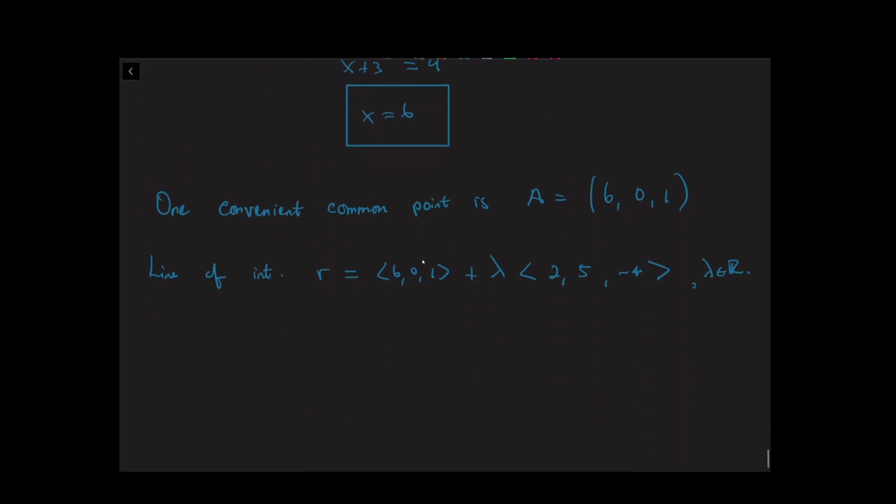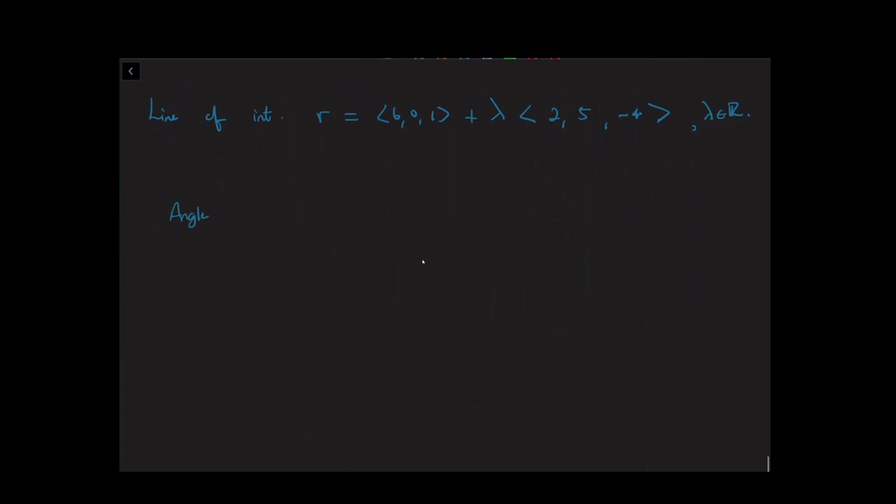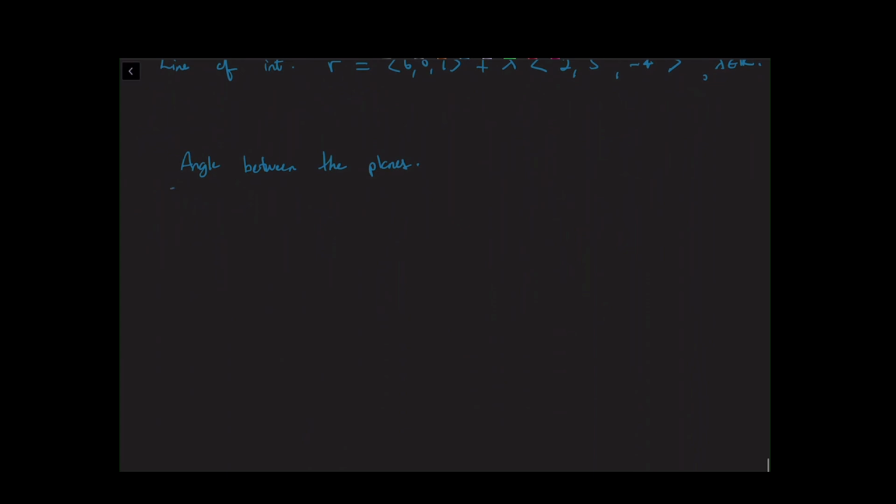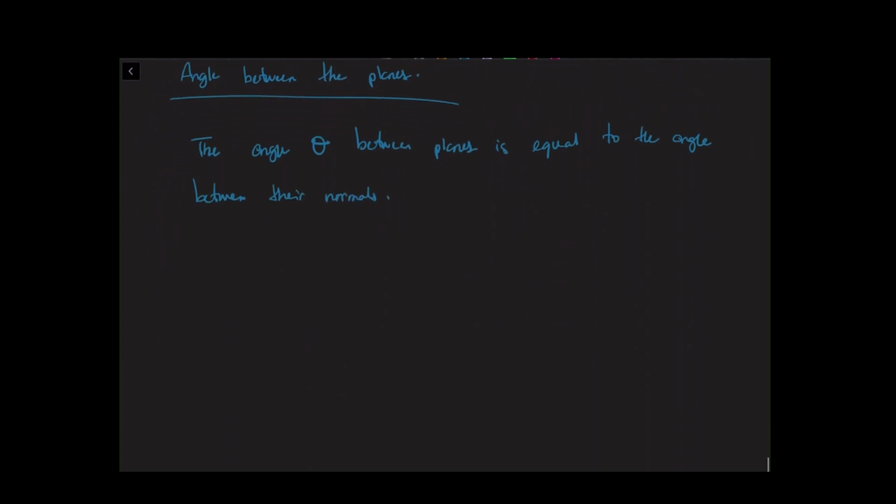So I want to find the angle between planes, and that is the angle theta between planes, is equal to the angle between their normals. Okay, I'll just write in a nice little statement to say what we're going to do.